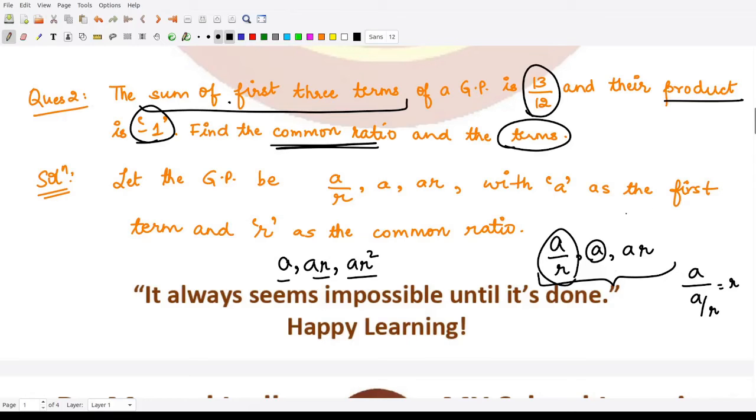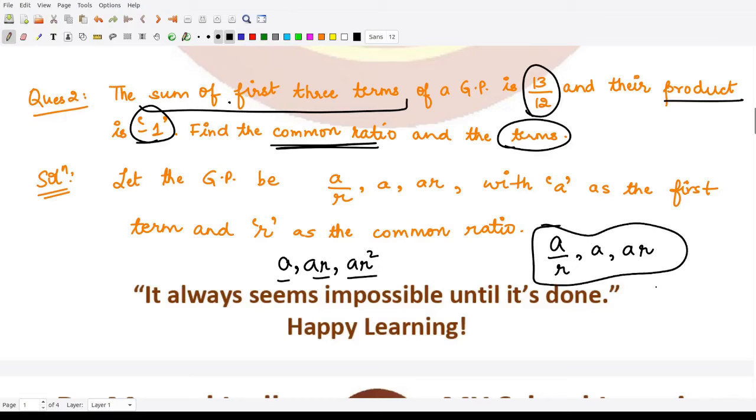Again, when you divide the third term, which is ar, by the second term, which is a, you would have r. So you see, you have r as the common ratio, so therefore the terms are in GP. Now why am I defining the terms like this? Because we wanted to have the product of these 3 terms.